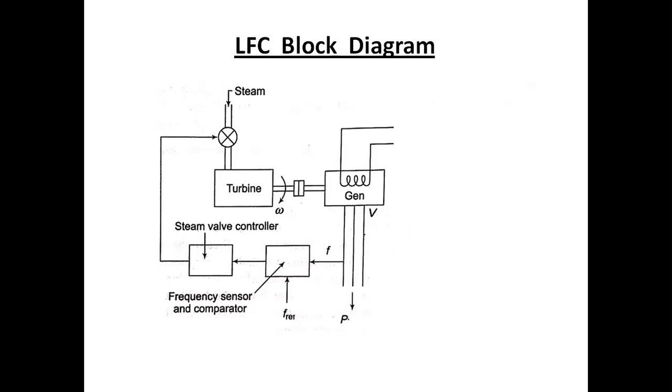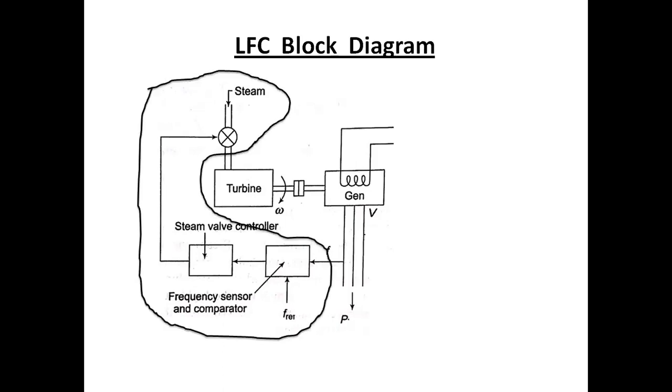In automatic load frequency control, you can see it has three parts. In the first part, we have the speed governor system, which will control the steam flow to the turbine. Therefore, it is called the speed governor system. The next part is the turbine system. The turbine will rotate when steam flows to the turbine blades, and it will rotate the turbine blades.